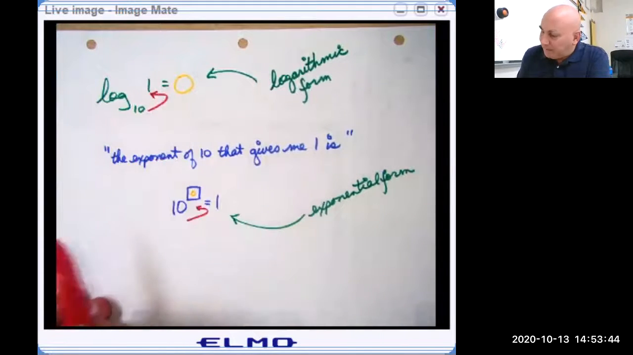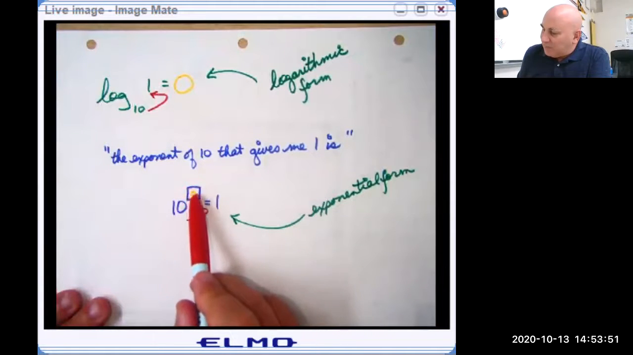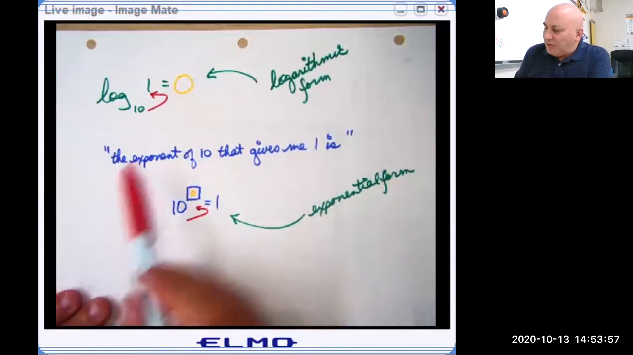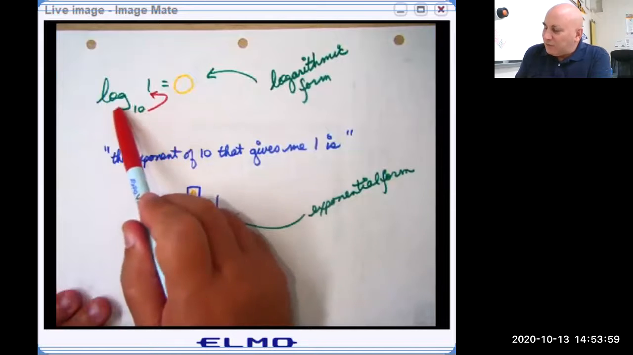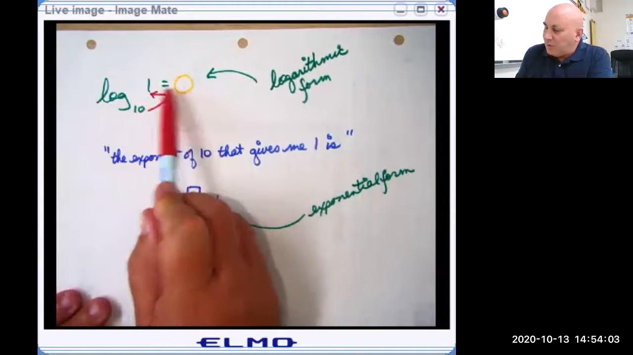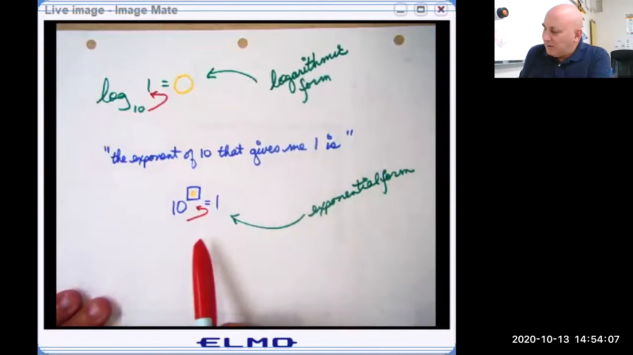0. Well, if you write that, here's the 10. And we want the exponent of 10 to be 0. And it should give you 1. So you'll notice that if you write it to switch from logarithmic form that has the log in it, 10 to the 0 is 1. That's what this little red arrow is. 10 to the 0 is 1.